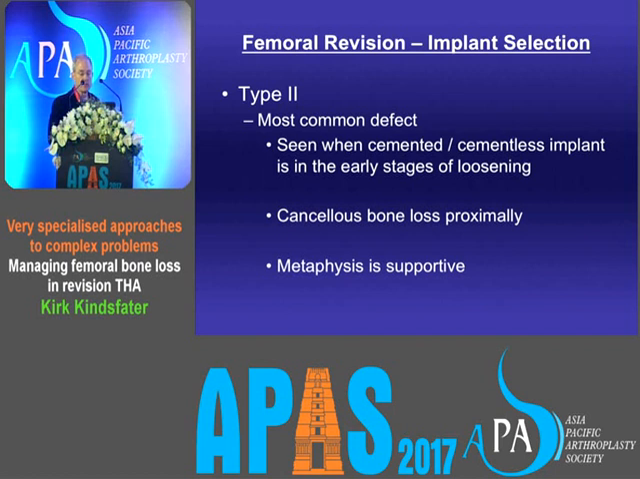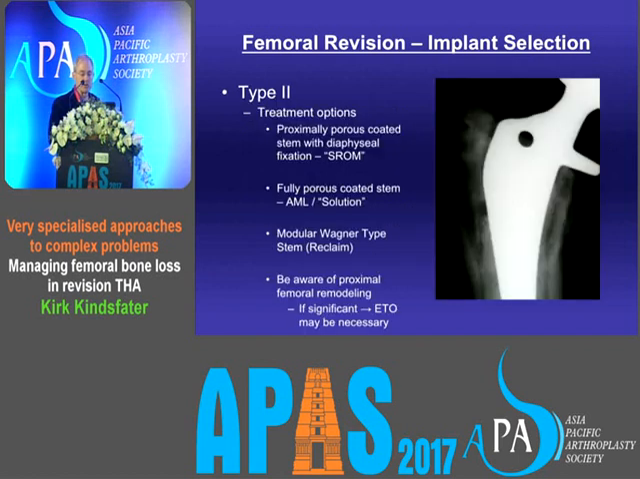Type 2 are more common, and we often see these when we have a cemented or a cementless stem in the early stages of loosening. They have cancellous bone loss, but the metaphysis is still supportive. And lots of treatment options.